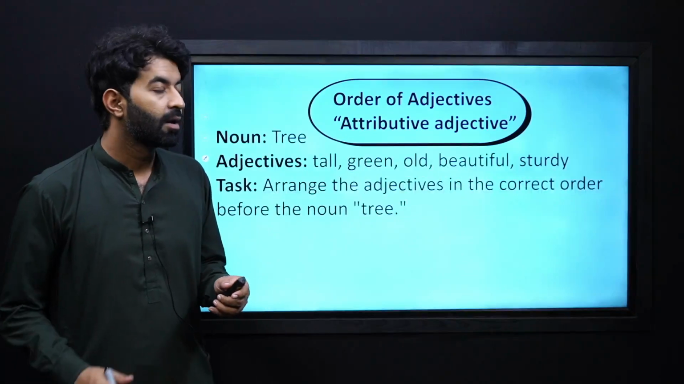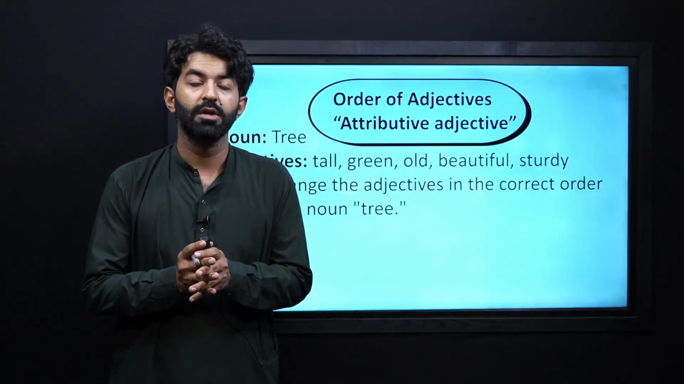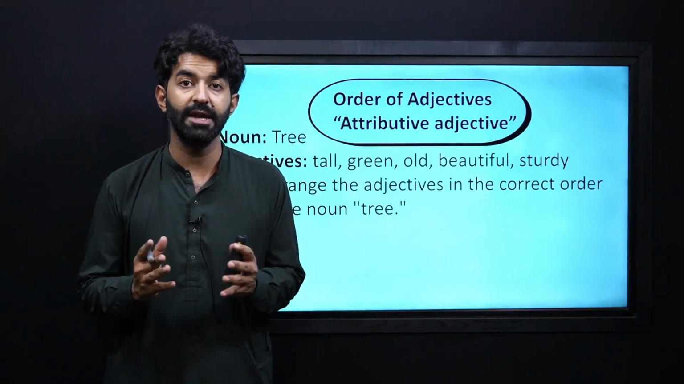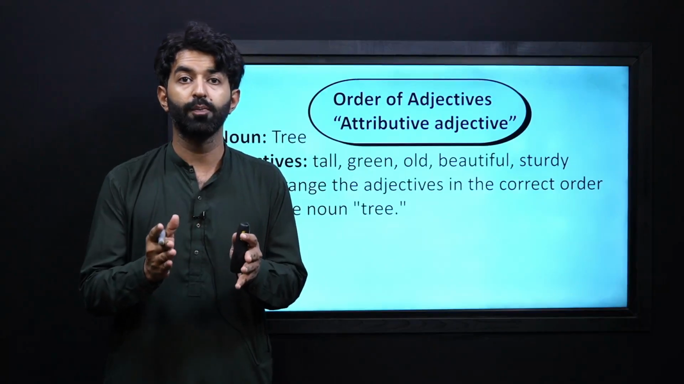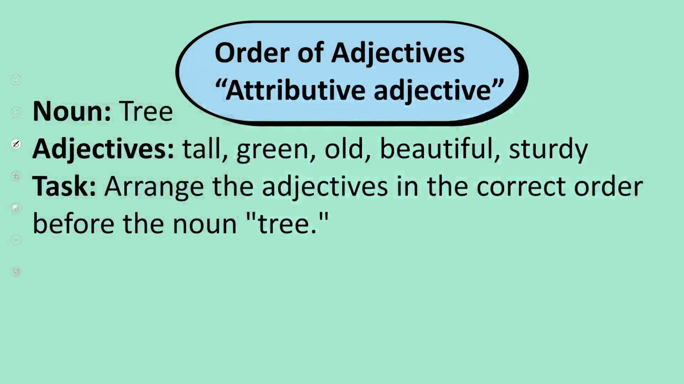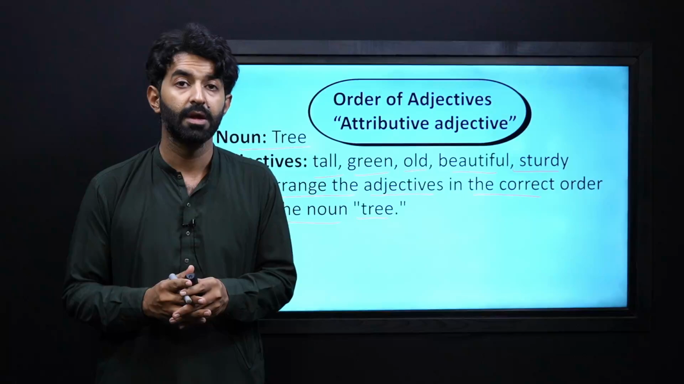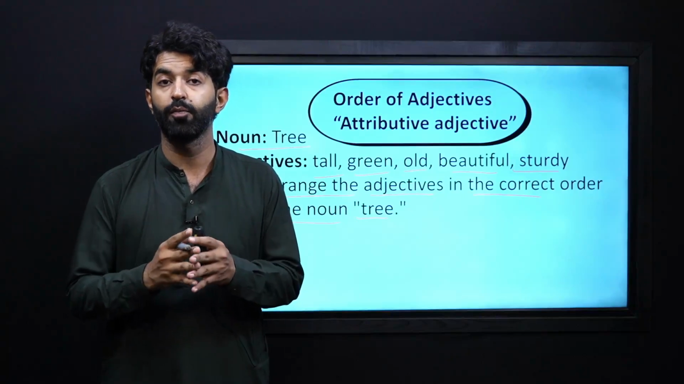Now, what do we do if we are dealing with the attributive position of adjectives, or attributive adjectives, in our sentence? Still, we need to put them in the right order. Our noun here is tree. The adjectives are tall, green, old, beautiful, sturdy. Your task is to arrange the adjectives in the correct order before the noun tree. Now pause the video and come up with a sentence using these words, so that we can see if we have put them in the right order.